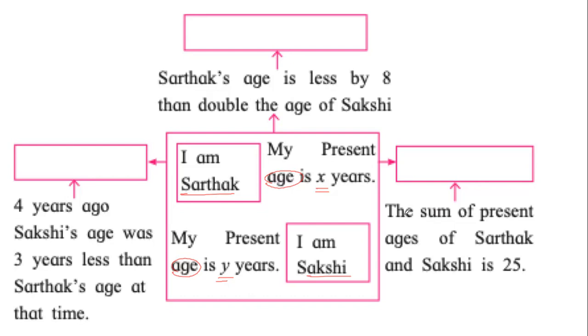If you look at the statement on the right hand side, it says the sum. Sum means addition of present ages of Sarthak and Sakshi. Sarthak is X, Sakshi is Y. So the equation will be X plus Y equals 25. Need confirmations? Thank you very much. This was the easiest for me.